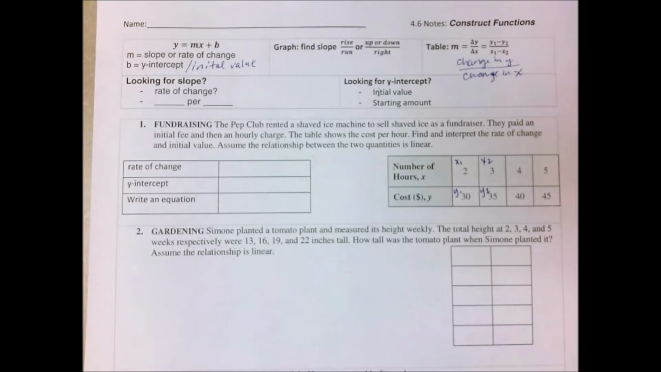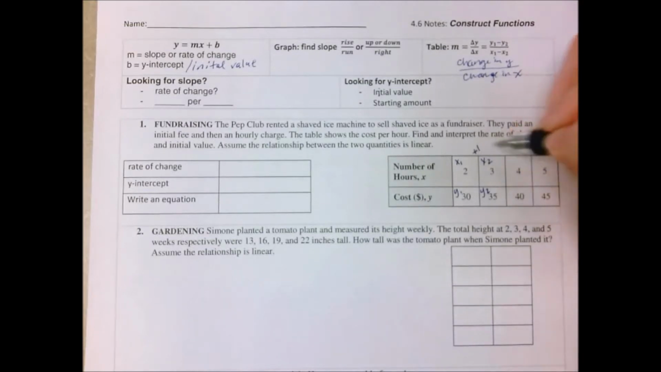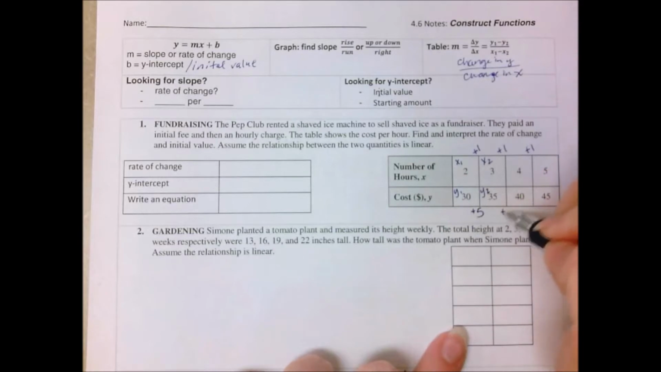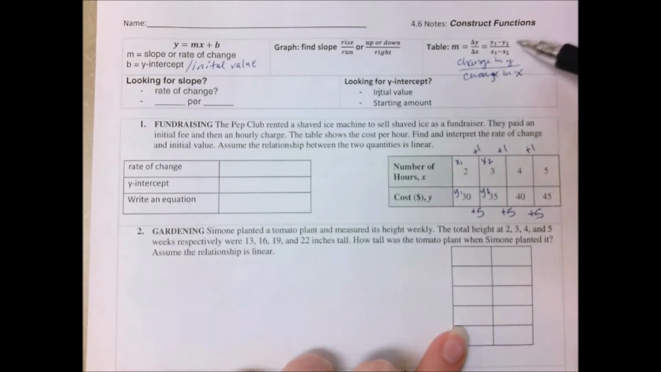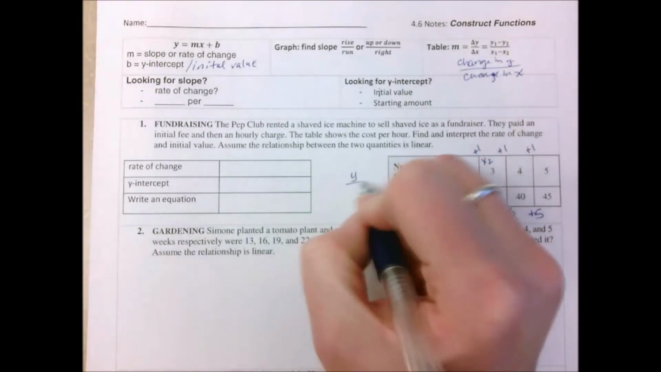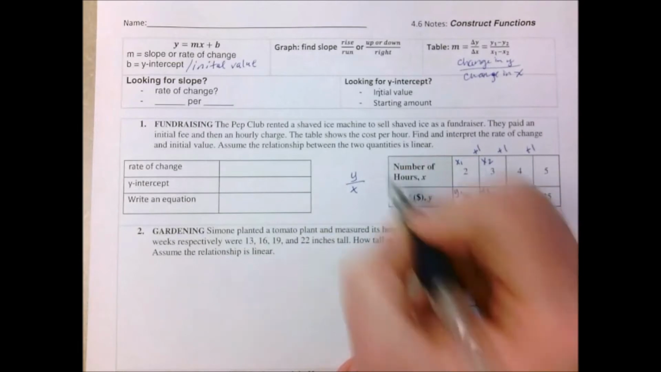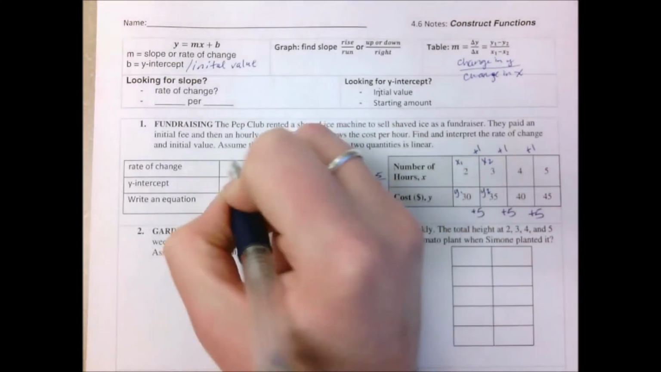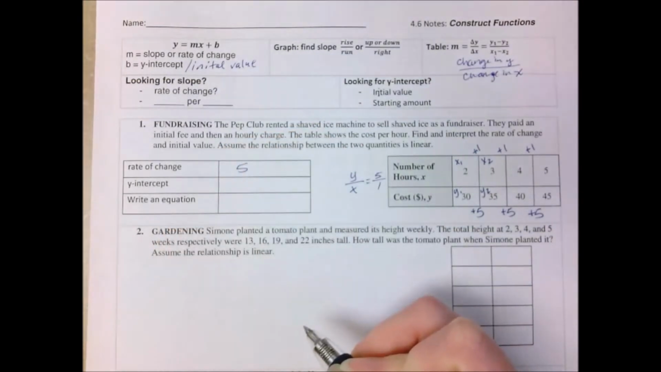Another thing that we can do is look and see if the table has a pattern. Well, in this case, on the x's, I'm adding 1 every time to get to my next number. My y's, I'm adding 5 to get to each number. These numbers on the top and the bottom are the change in y and the change in x. Well, we know from up here that our slope is always the change in y over the change in x, so my change in y is 5, whereas my change in x is 1. So my rate of change is just 5.